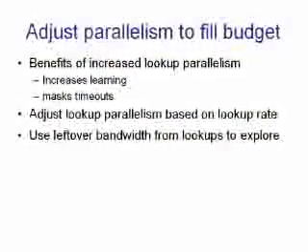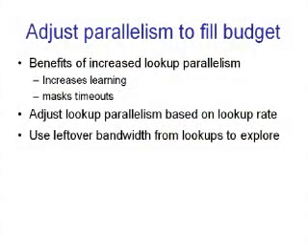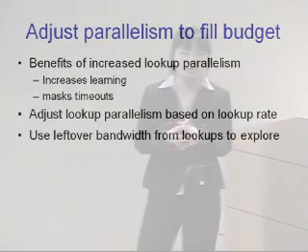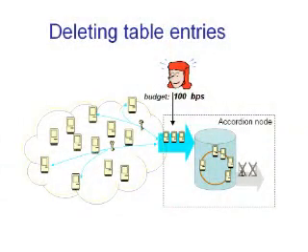because when you send lookup messages to multiple next hops simultaneously, it's very unlikely that all of them are going to be in timeout stage. So what Accordion does is, periodically, based on the past observed lookup rate, adjust lookup parallelism to try to fill in the entire budget. And of course, lookups are bursty, so we cannot expect to do this perfectly. Whatever bandwidth is left over, we use to simply actively explore for more routing table entries.